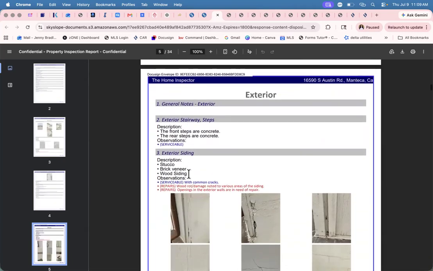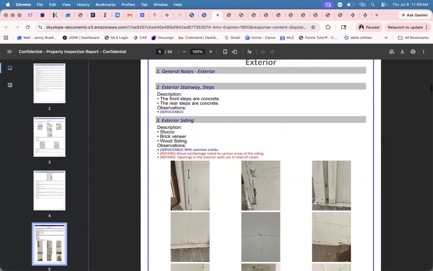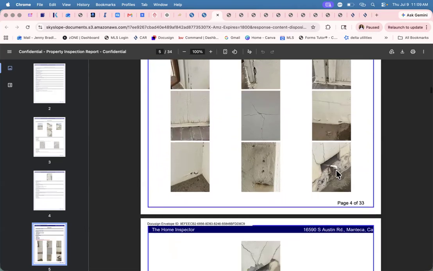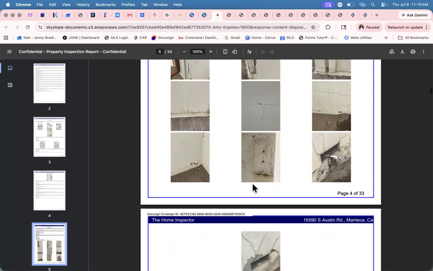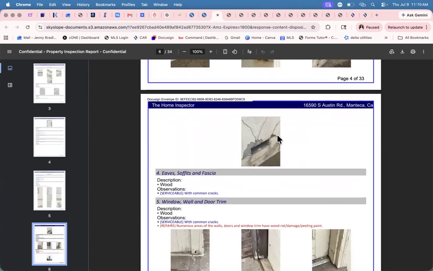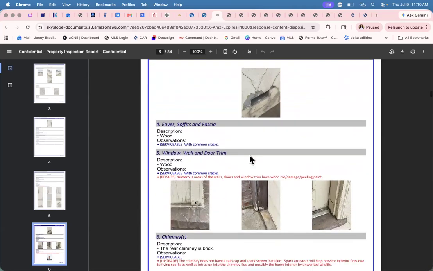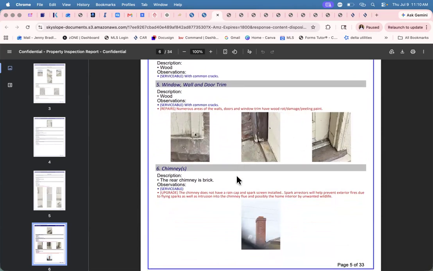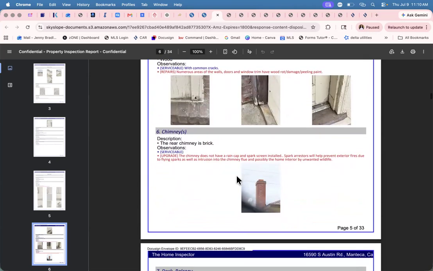All right, this is the exterior. So wood rot damage noted to various areas of the siding. And then as you can see, there are pictures. Okay. So this is what was fixed from what the appraiser wanted fixed right here. See all that? So all this was fixed and so was the pipe. This as well. All right. Wall and door trim is pretty common, it was a very old home.